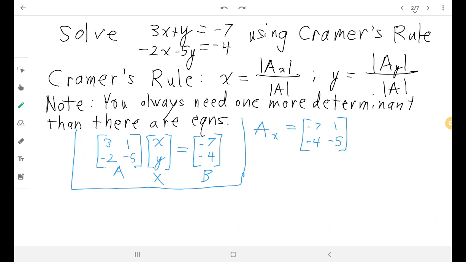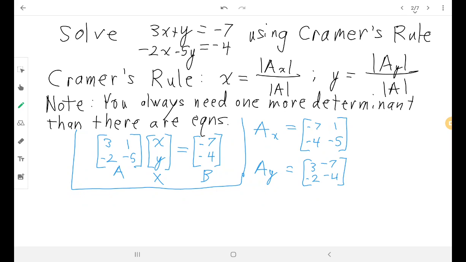Okay? And we're going to build A sub y the same way, with the same idea. This time I need to replace the y column. So the first column looks like that, 3, negative 2. And the second column is now the answers. So there's A sub y.